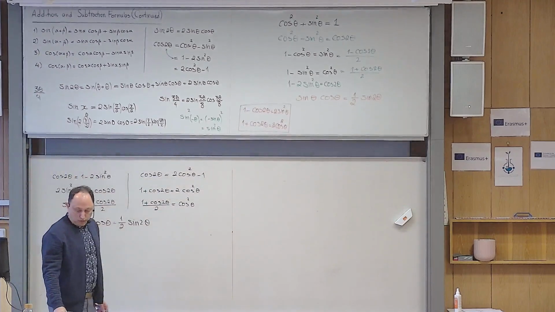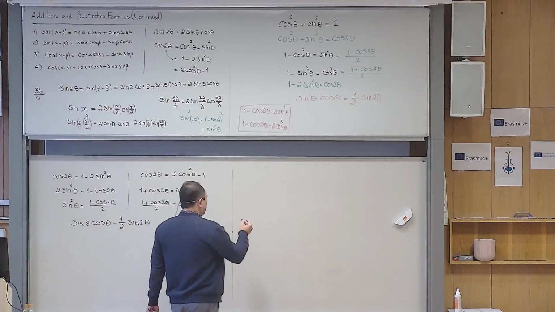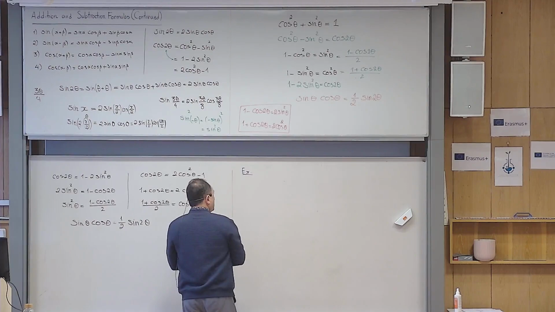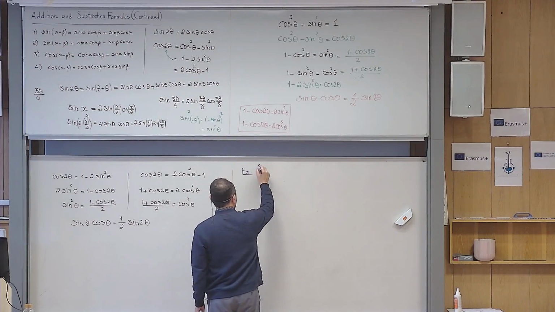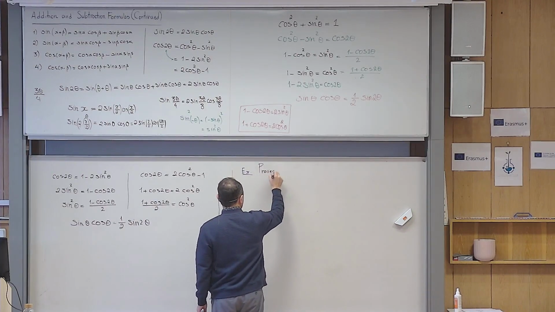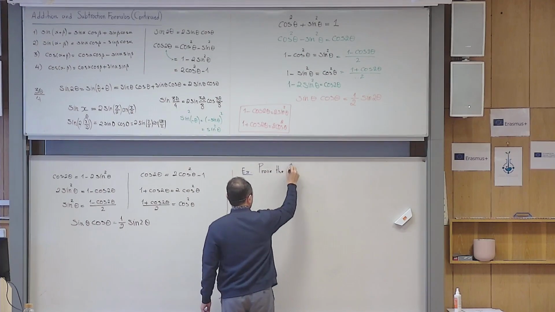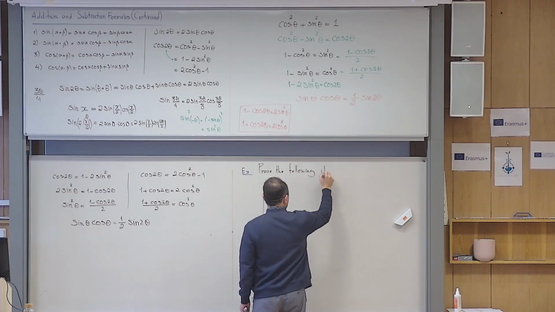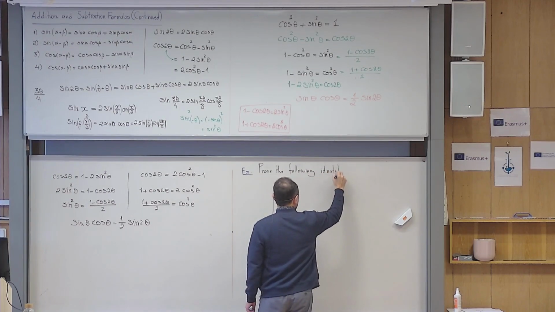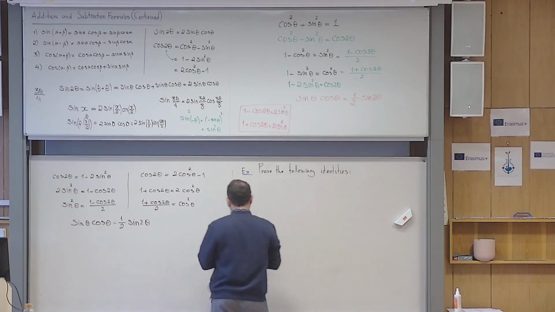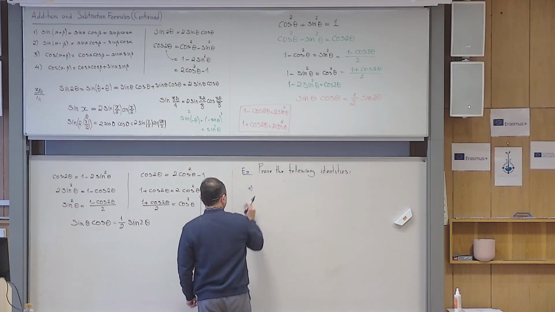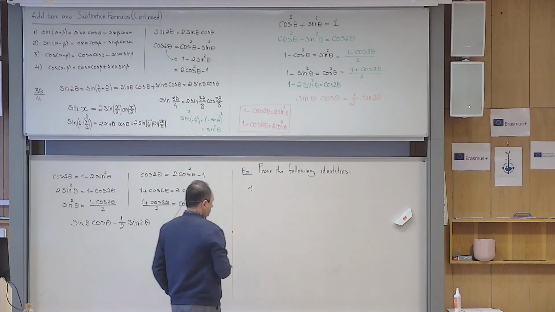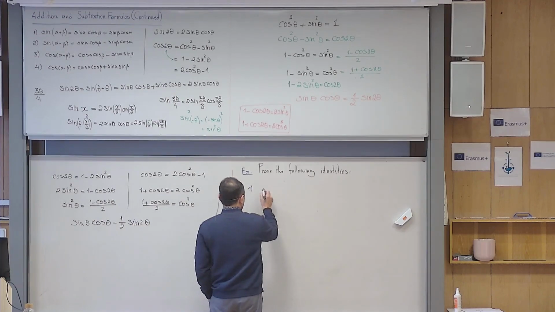Okay, so let me give you an example here. Let me start with identities first. Prove the following identities. Okay, so number one, let me ask you to prove this.